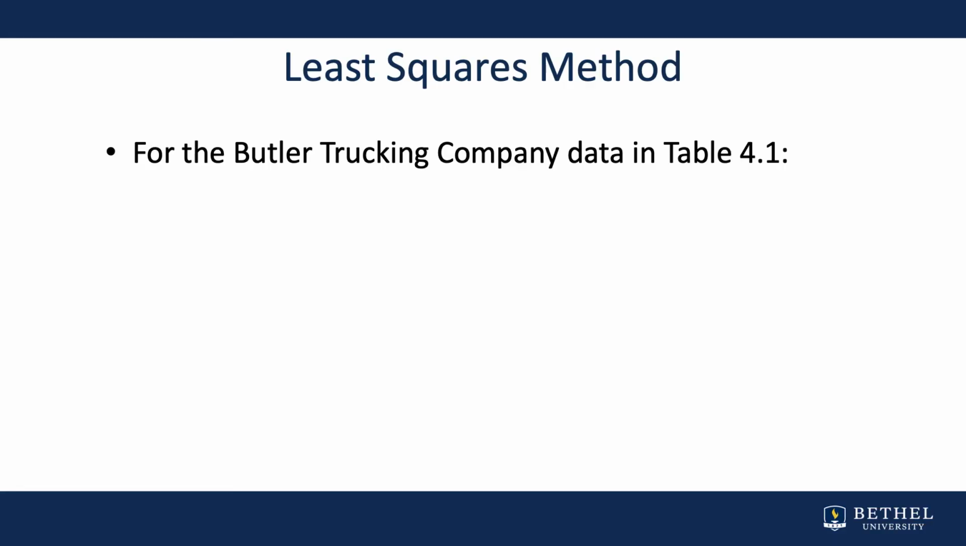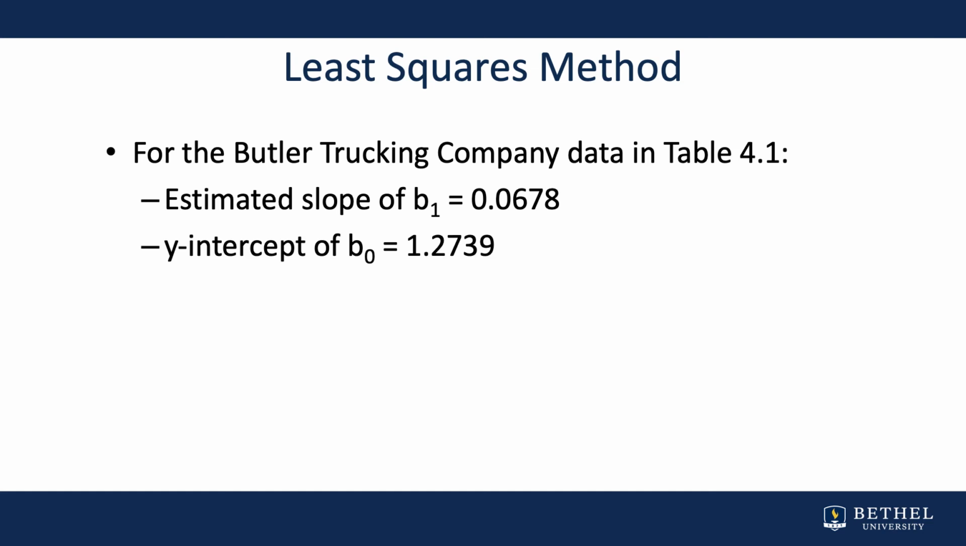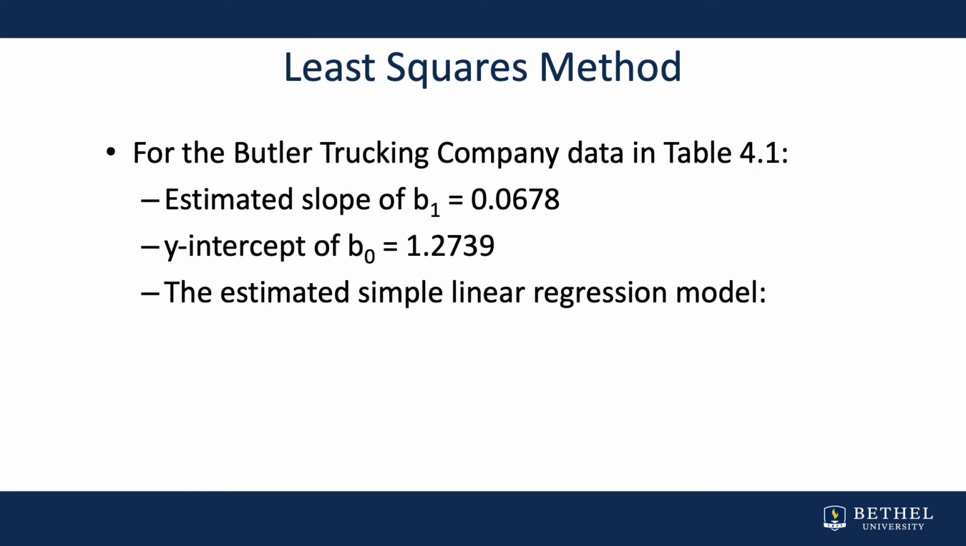Now, if you're able to plug in all of your numbers, you'll be able to come up with both of those parameters. So let's do that. For the Butler Trucking Company, using table 4.1's data, the estimated slope b sub 1 is equal to 0.0678. The y-intercept, once we have that slope, b sub 0, is equal to 1.2739.